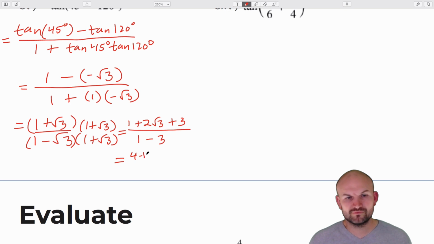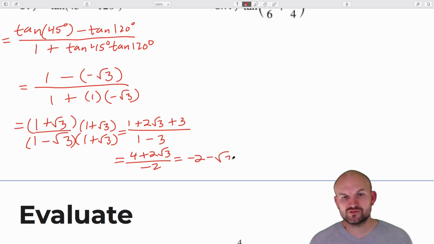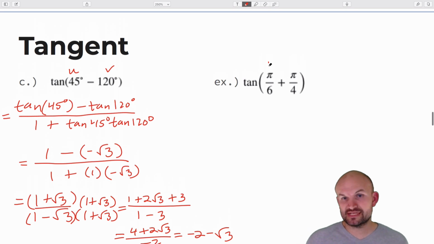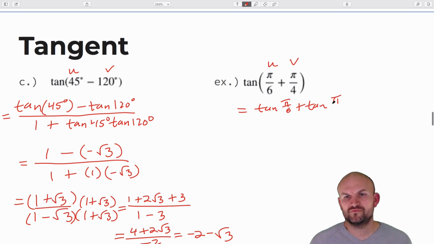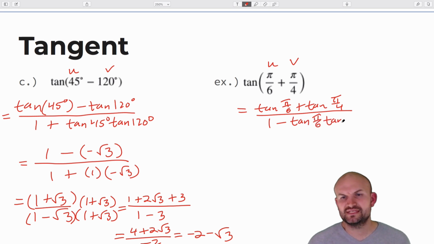We have 4 plus 2 radical 3 all over negative 2, which can be simplified to negative 2 minus the square root of 3. Looking at the next example, again doing the same thing, we'll say that's u and that's v. And following the formula here, we'll have tangent of pi over 6 plus the tangent of pi over 4, all over 1 minus the tangent of pi over 6 times the tangent of pi over 4.